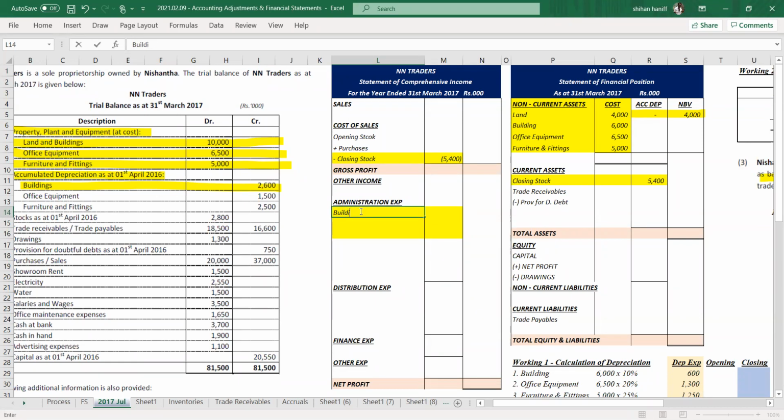Building depreciation is 600. Office equipment depreciation 1,300. Furniture and fittings depreciation 1,250. So first we take depreciation expense of each asset. Depreciation expense of each asset will be debited to the expense account. Debited to the expense account.